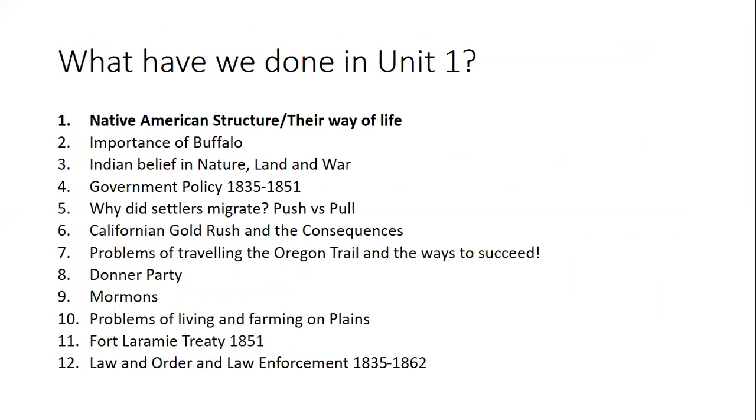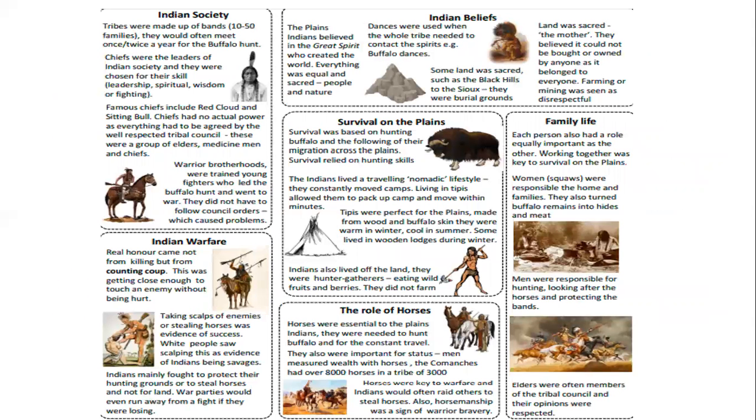Okay. Now, what we've done in Unit 1 so far, I'm going to go through each in probably about 4 or 5 minutes. I'll aim to try not to talk too much. So Native American structure and their way of life. While I'm talking, if you want to make notes on it, please do. So Native American society, we need to know about the society, the beliefs, how they survive, their family life. We're going to touch upon the role of horses in this one and Indian warfare, which we'll talk about a bit more later.